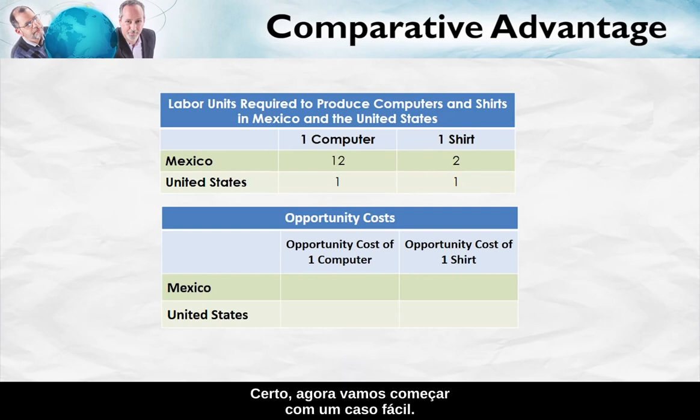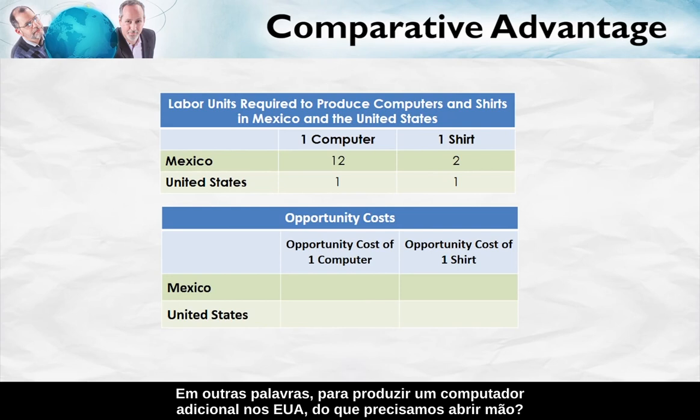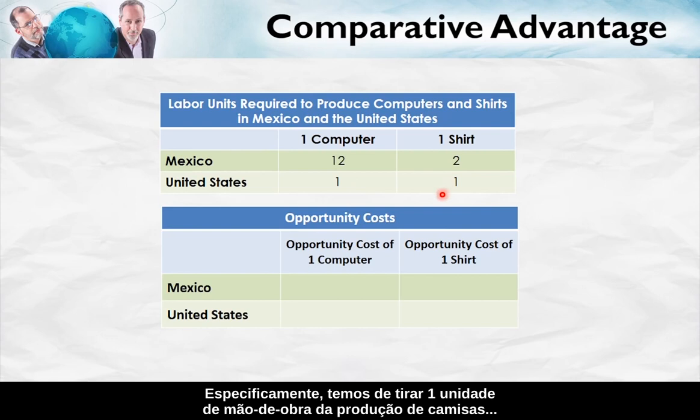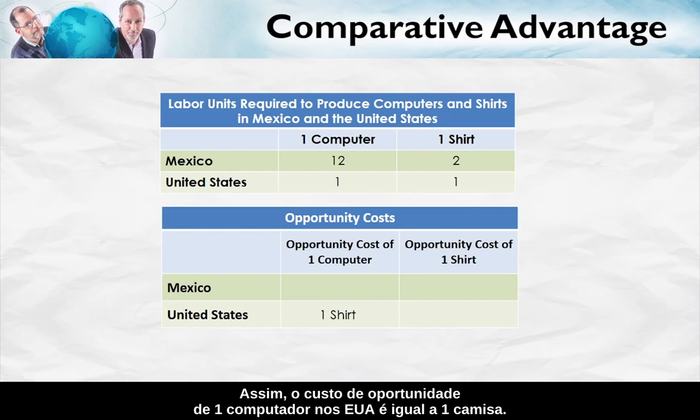Now, let's begin with an easy case. What's the opportunity cost of one computer in the United States? In other words, to produce an additional computer in the United States, what would we have to give up? Well, in order to get that additional computer, we'd have to take labor from shirt production and move it into computer production. And in particular, we'd have to take 1 unit of labor from shirt production and move it into computer production. That would get us 1 more computer at the cost of 1 shirt. So the opportunity cost of 1 computer in the United States is 1 shirt.